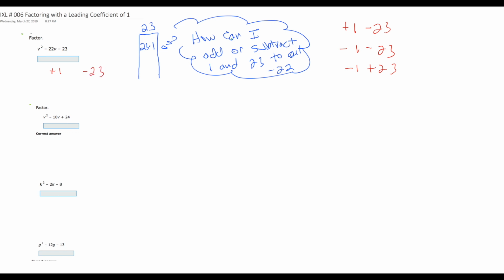All right, you just finish your factoring problem. So we go like that, like that, like that. We write our positive 1, we write our negative 23, and then we get our variables. It's done. And you could check it by foiling it. If you do your first, inside, outside, last, what does your last give you?